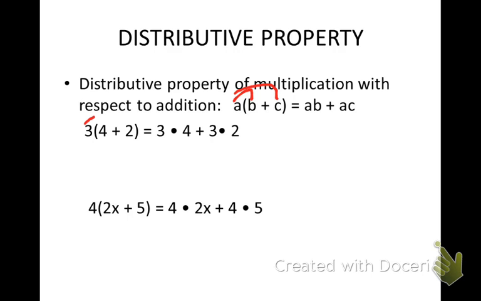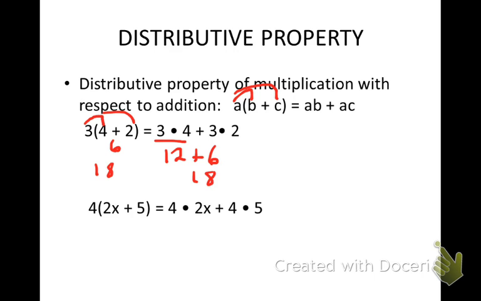So a number example here would be 3 times 4 plus 3 times 2. And then you can go ahead and do the math. 3 times 4 is 12, plus 3 times 2 is 6, and we get 18. Now again, if we would have said 4 plus 2, do what's in parentheses first, and then multiply, we do get the same answer.